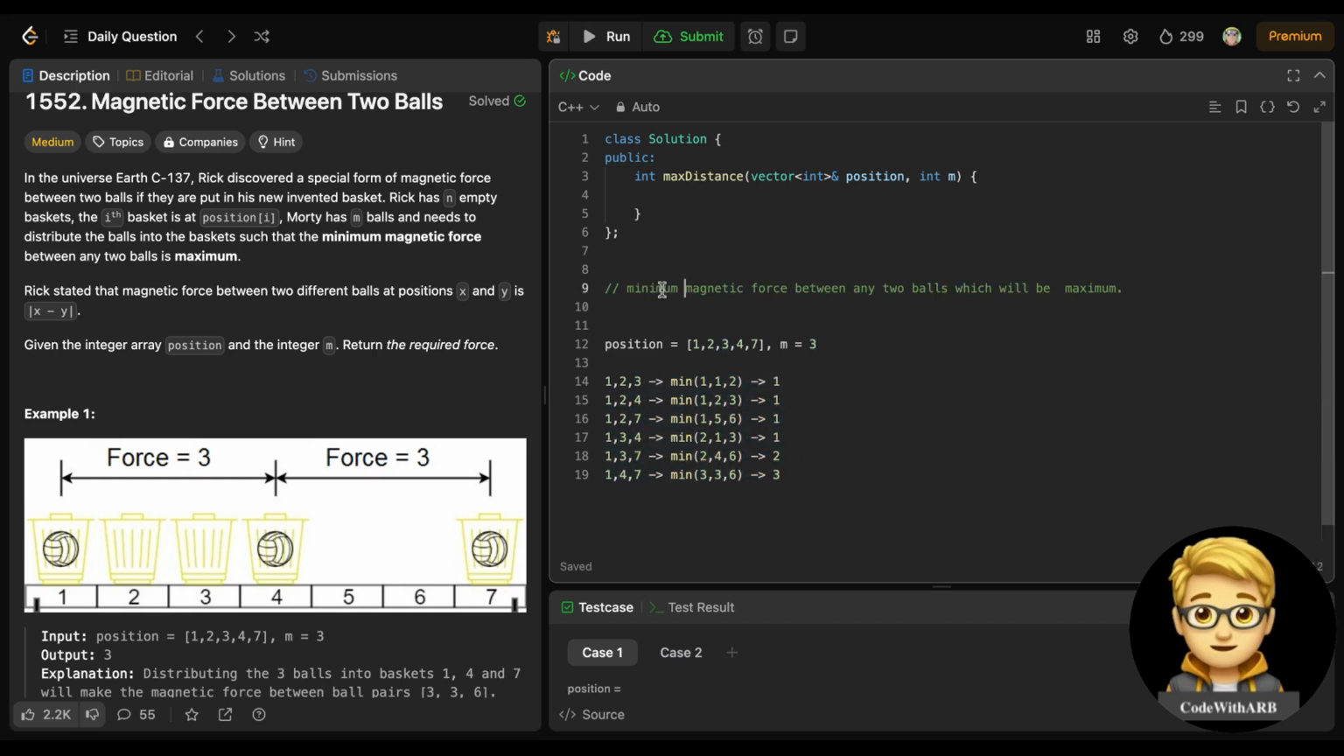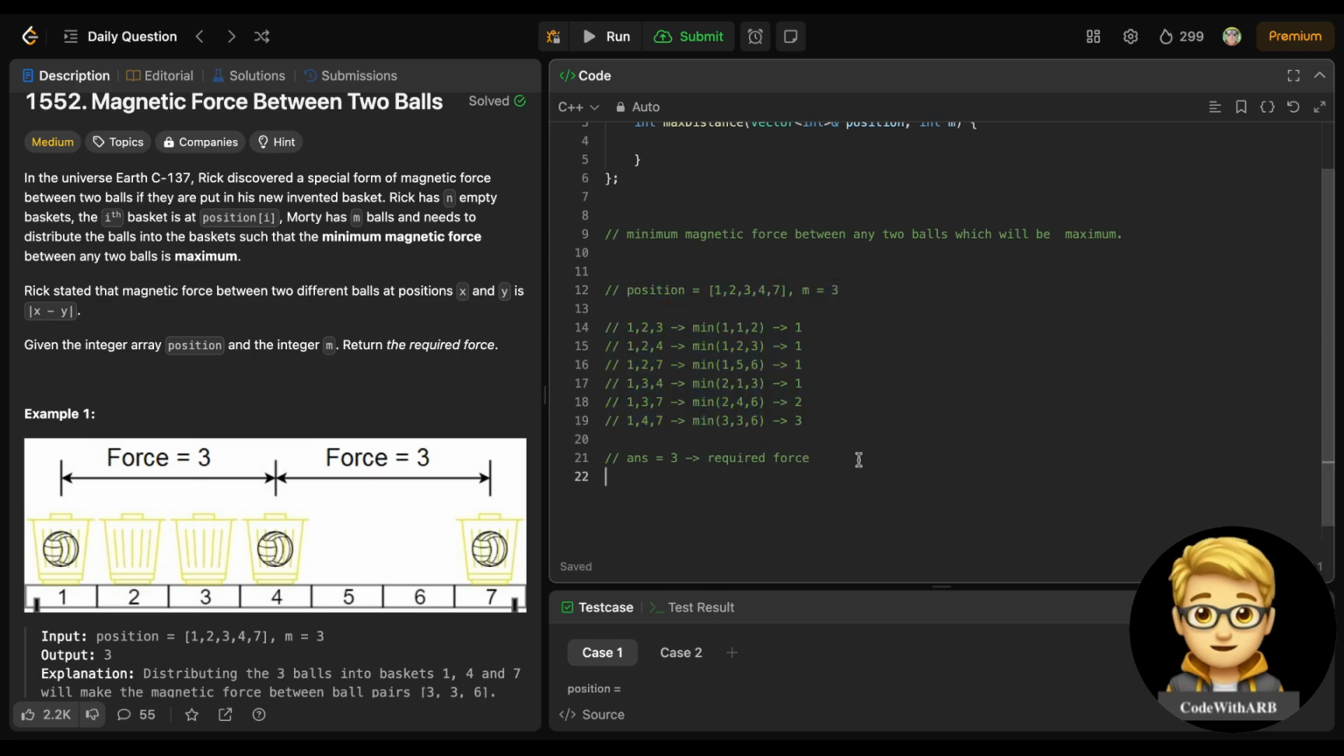I think now you have understood the meaning of this question, right? So basically, we need to find the minimum for each possibility, and among those minimum forces, we need to find the maximum force, and that will be my answer. So it means my answer will be 3. It means this 3 is the minimum magnetic force which is maximum, right? That's the required force. I think you understood the problem, right? Now, let's see the constraints here.